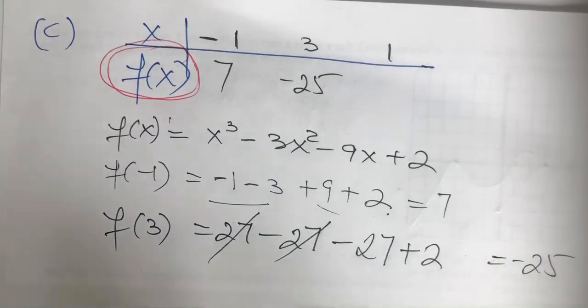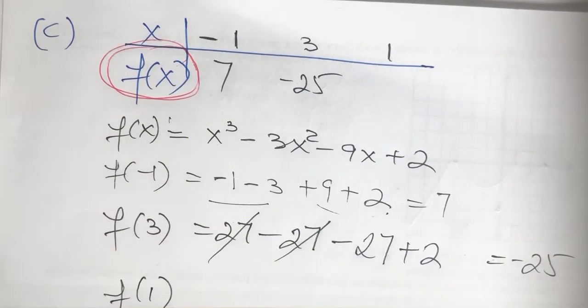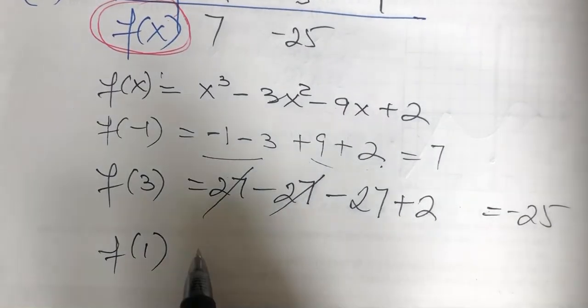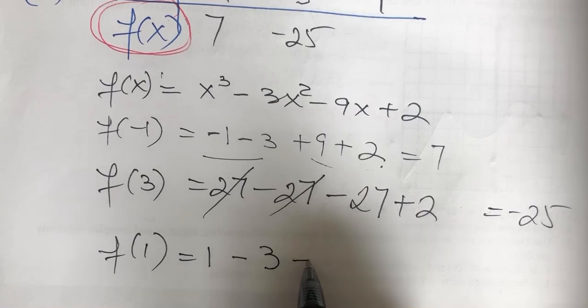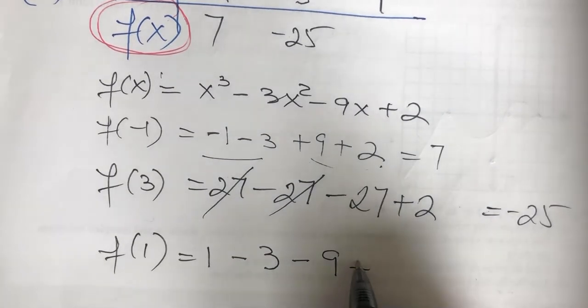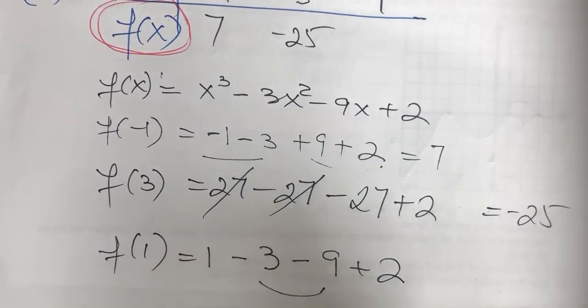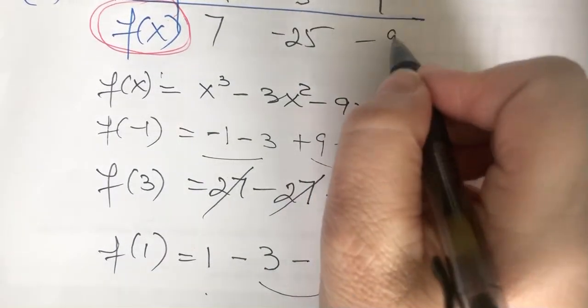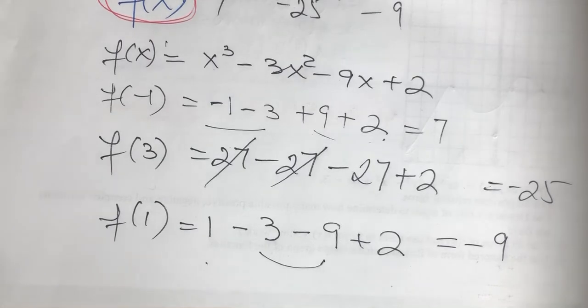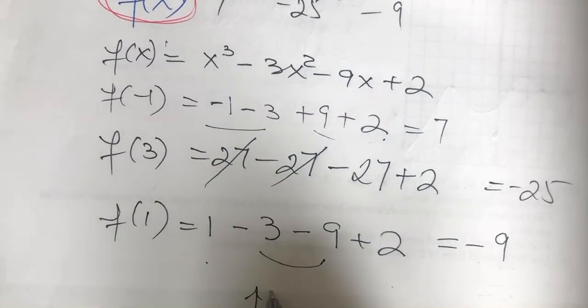And then finally plug in a 1. So when you plug in a 1, 1 cubed is 1, minus 3 times 1 is 3, minus 9 times 1 is minus 9, plus 2. So we get a negative 12 plus 3, which is a negative 9. All right, so these are the points I'm going to use in order to graph this function.